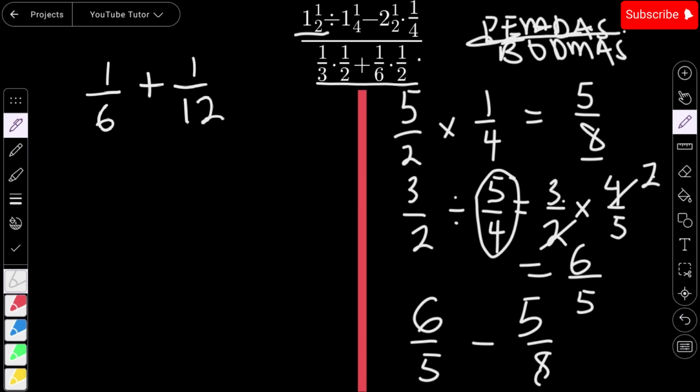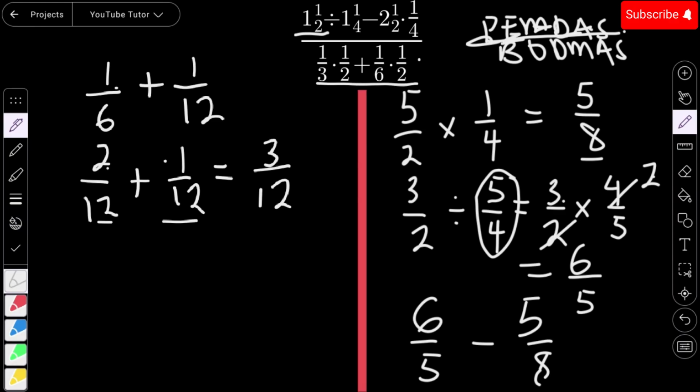Now there is something called common denominators. So we can change this 1 over 6 to become 2 over 12, then plus 1 over 12. And we can now simplify it by getting 2 plus 1 gives us 3 over 12, just because both of them have the same denominators. We will talk about that in subsequent videos. So now we have 3 over 12 for this expression.